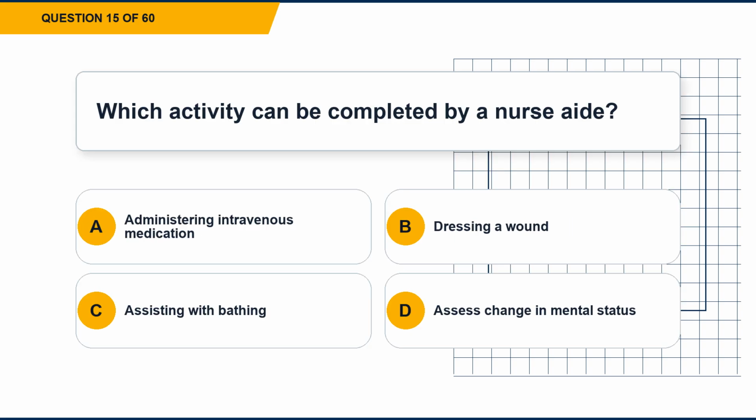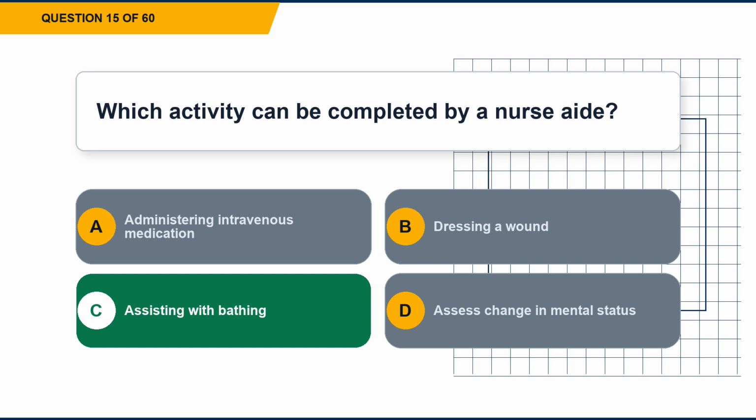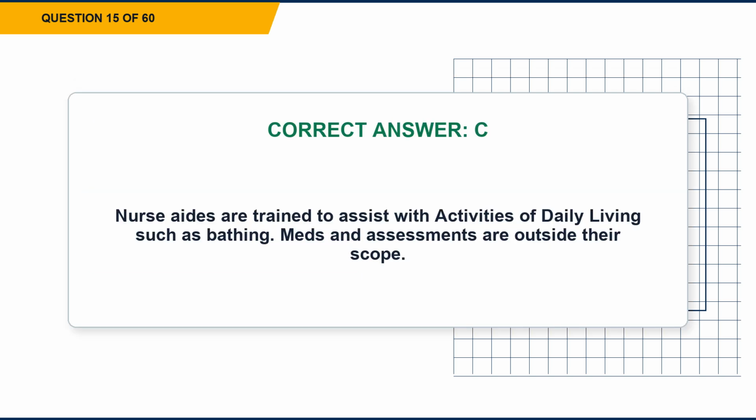Question 15. Which activity can be completed by a nurse aide? Option A, administering intravenous medication. Option B, dressing a wound. Option C, assisting with bathing. Option D, assess change in mental status. The correct answer is option C, assisting with bathing. Explanation. Nurse aides are trained to assist with activities of daily living such as bathing. Meds and assessments are outside their scope.